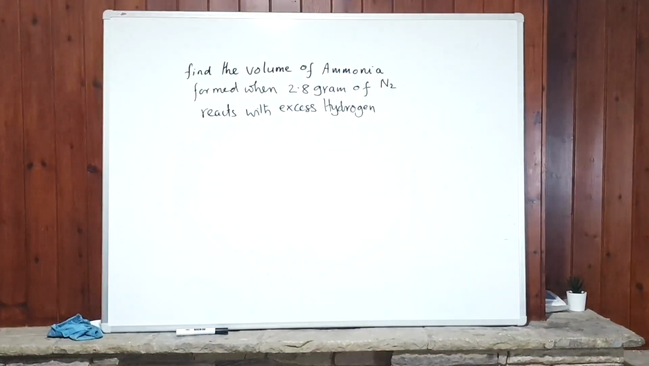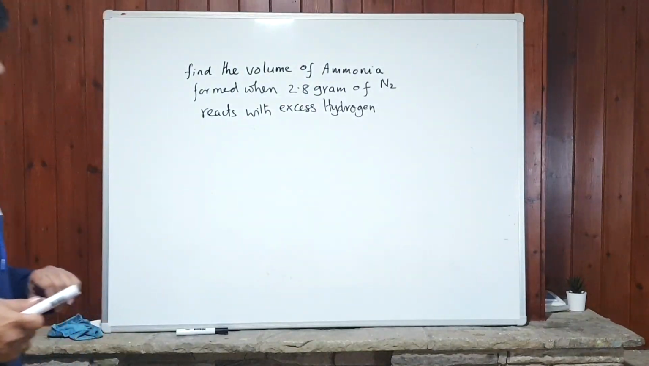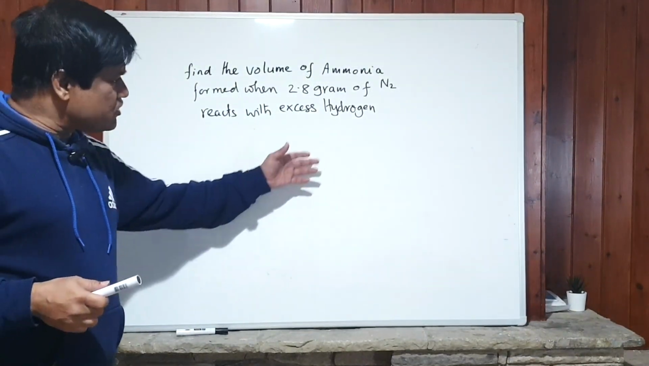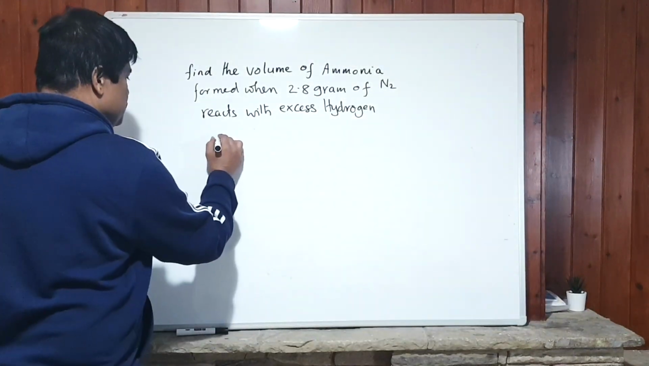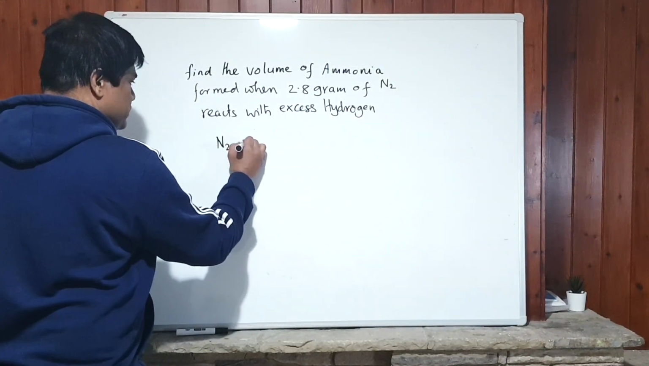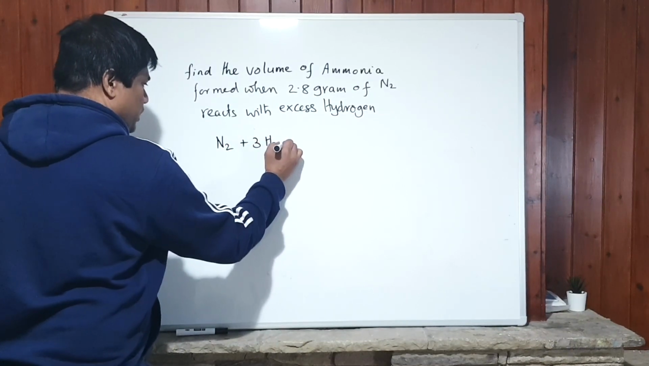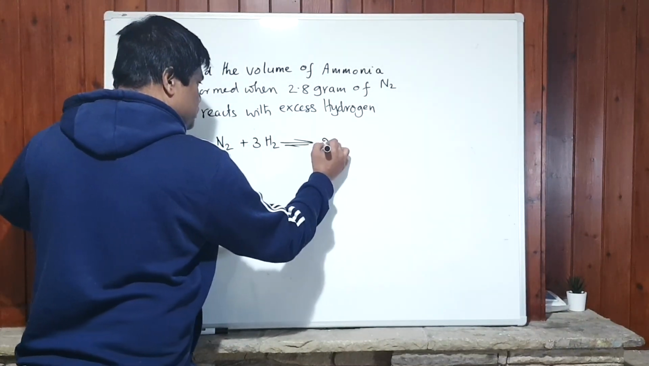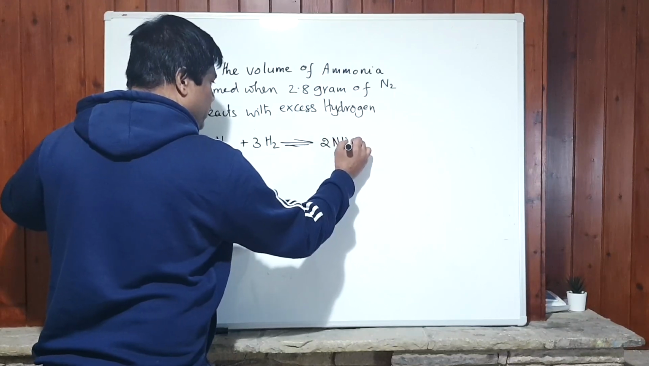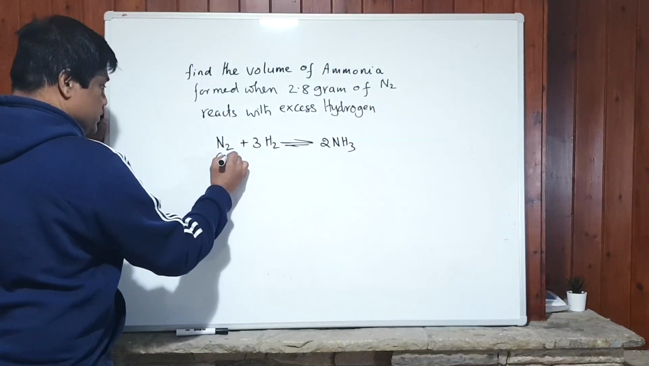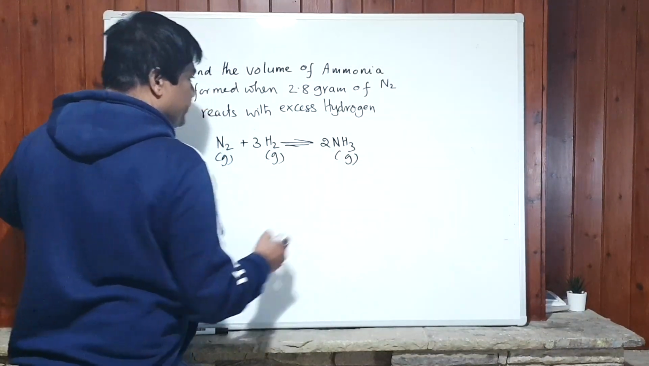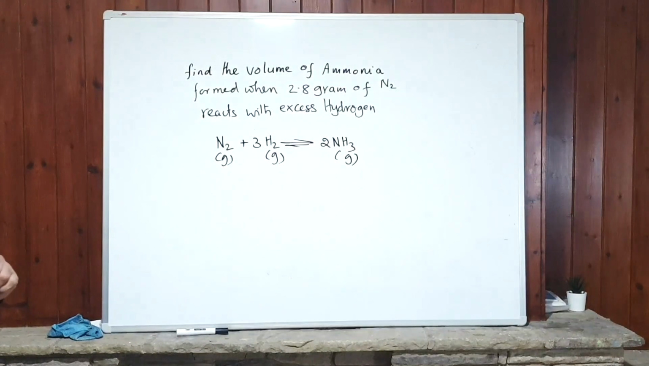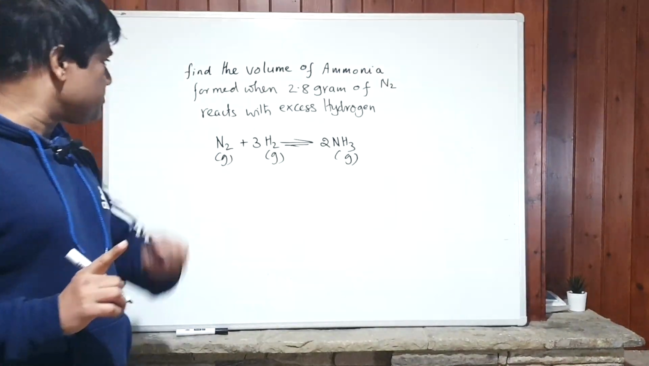Whenever you get this kind of question, guys, try to balance the equation. Sometimes the balanced chemical equation is given in the question paper. So let's see. N2 plus 3H2 react to form 2 moles of ammonia. All are gases: nitrogen is a gas, hydrogen is a gas, and ammonia is also a gas. And the molar volume formula is only applicable for gaseous substances.